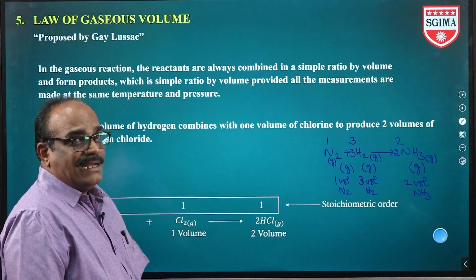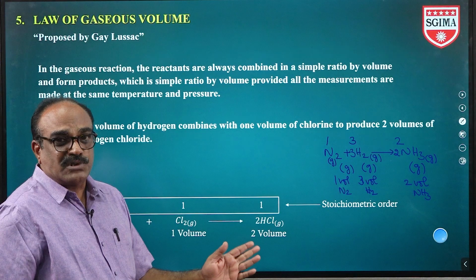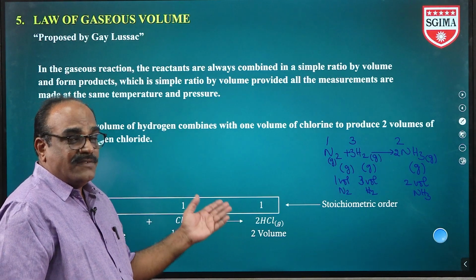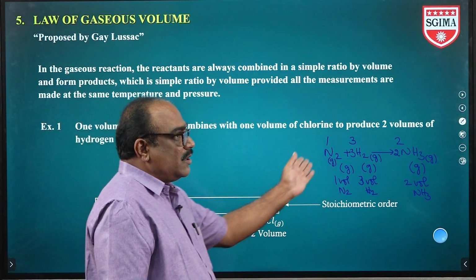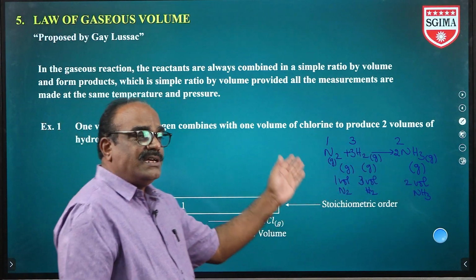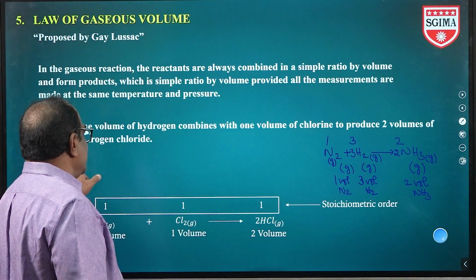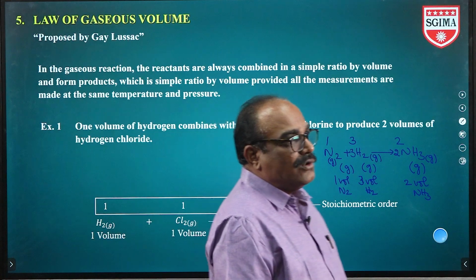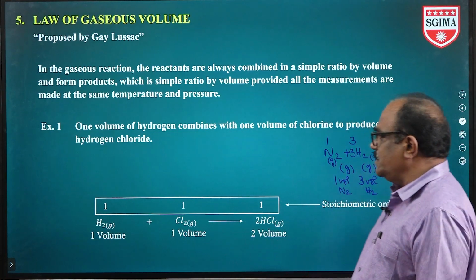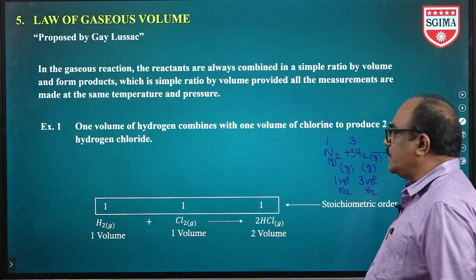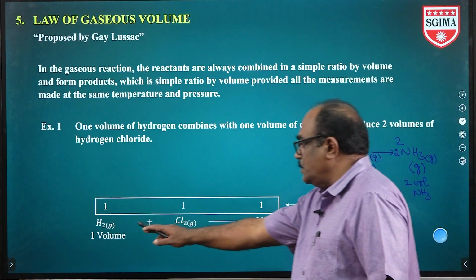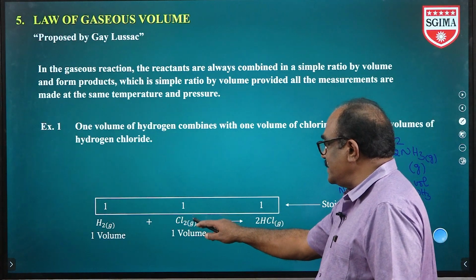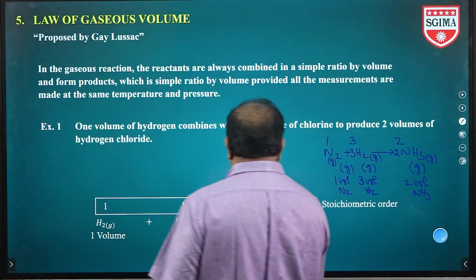Okay. Whenever gases combine, they do so in fixed proportion by volume. They bear a simple ratio, and if the product is also gaseous, that product also bears a simple ratio with the reactants. Right. For that, just a simple example will be taken, hydrogen combining with chlorine to produce HCl. For this, please make a balanced chemical equation. You can have a proper idea. H2 gas combining with chlorine gas producing HCl gas. H2 plus Cl2 gives rise to 2HCl.